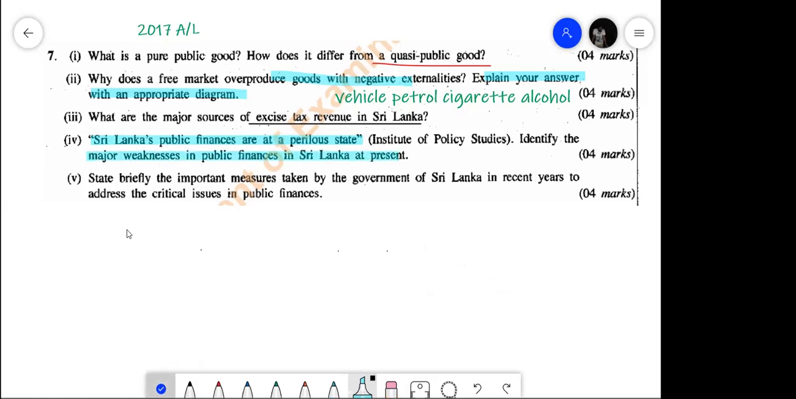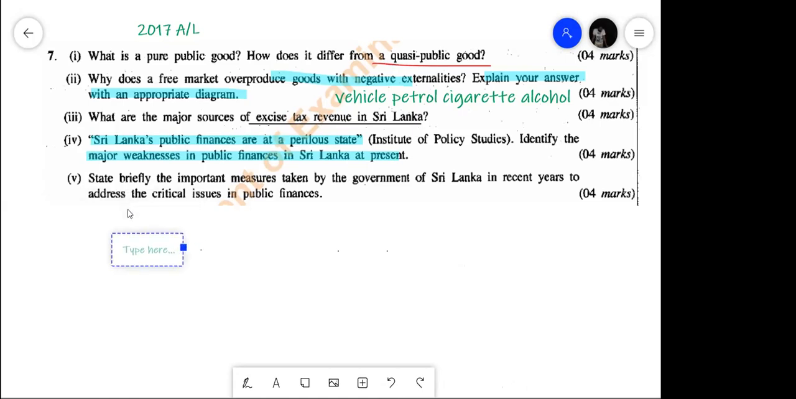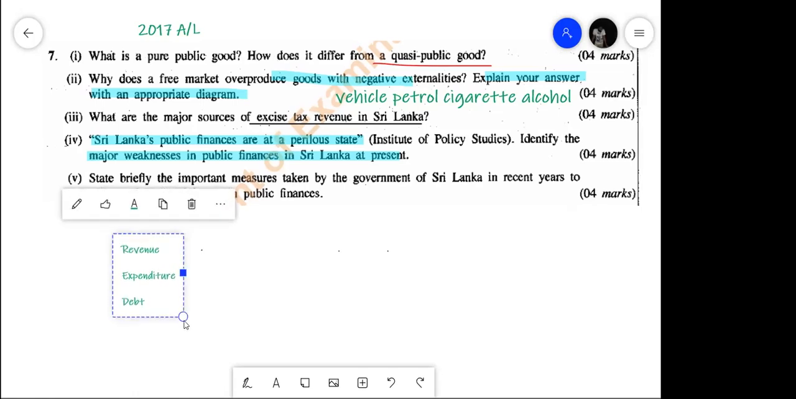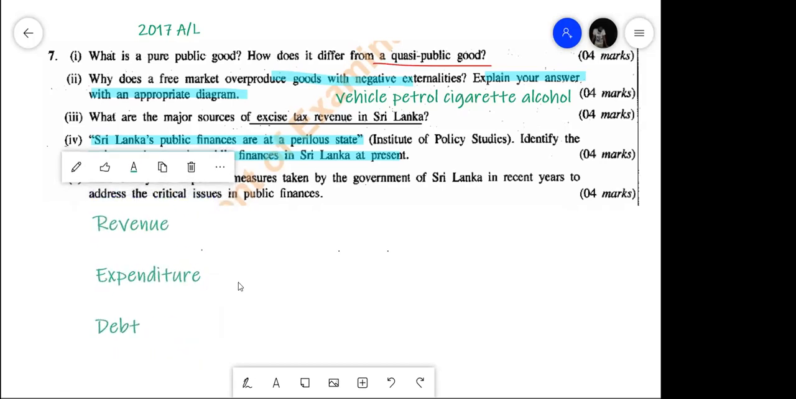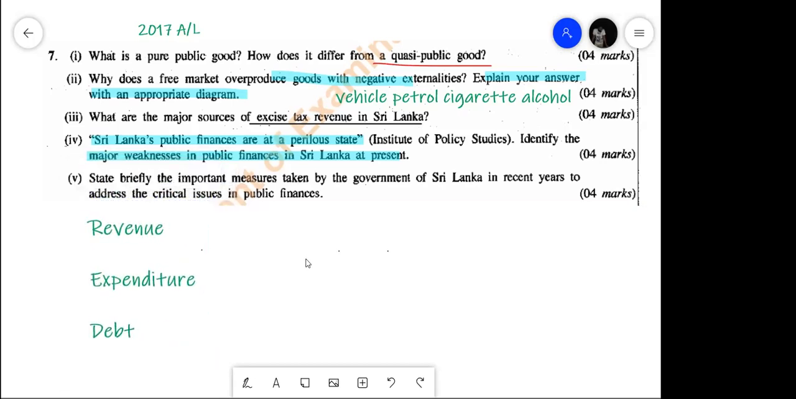So, guys, when you say public finance, we're talking about everything. We're talking about revenue, right? We're talking about expenditure. And you can also talk about the debt. Right? So all you have to do is talk about the weaknesses in this. Now, if you take Sri Lanka's revenue, what kind of weaknesses do you think you can find there, in the revenue system of Sri Lanka?